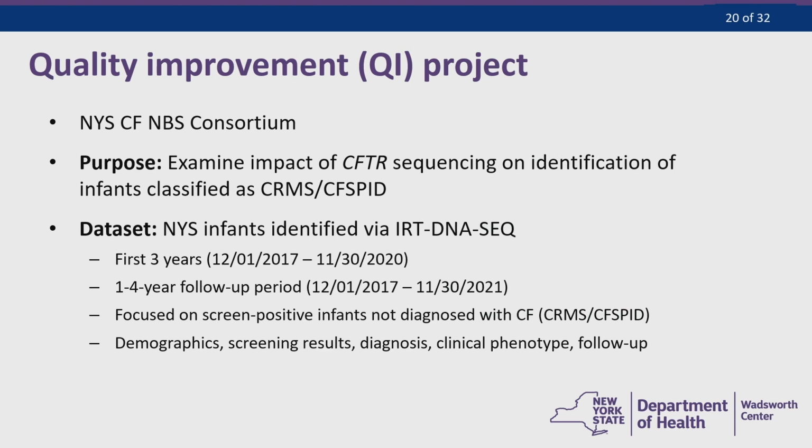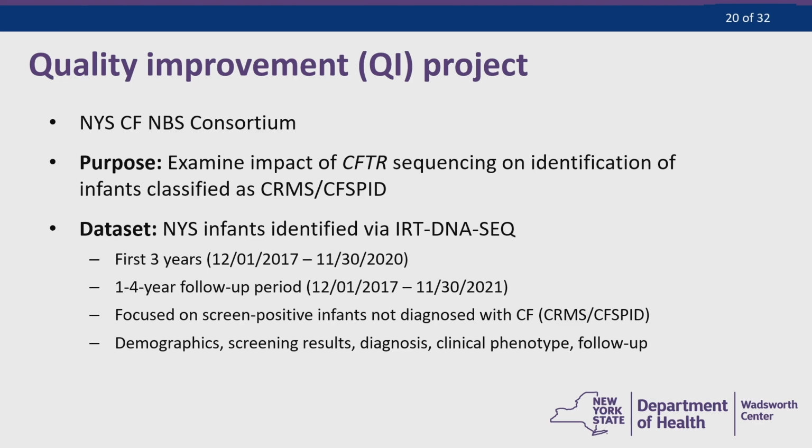So because of this, and because we like to always improve, we've been working on several QI projects. We have a New York State Newborn Screening Consortium. Our program works very closely with our CF care centers and our genetic counselors. And so one of our recent QI projects was to examine the impact of CF sequencing on identification of babies who are positive but don't have CF. And so we looked at the first 3 years of data. We had 1 to 4 years of clinical follow-up data on these babies.